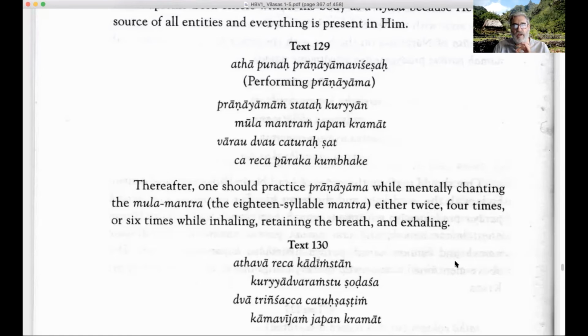Now this pranayama is going to be with the Mula mantra. What's the Mula mantra again? It is the Gopal mantra, Klim Krishnaya Govindaya Gopijana Vallabhaya Swaha. So we're going to learn a pranayama with that particular mantra, or we can also use the Klim Bija, the seed mantra, the root of that mantra. Okay, so what it says here is, thereafter one should practice pranayama for breath control, while mentally chanting the Mula mantra, the 18-syllable mantra, either twice, 4 times, or 6 times, while inhaling, retaining the breath, and exhaling.